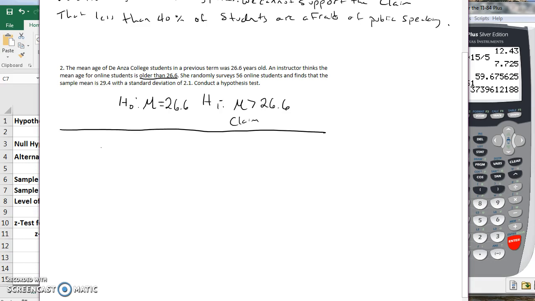Now this time we're going to do a hypothesis test for means. So since we're doing a hypothesis test for means, I need a sample mean, I need a sample standard deviation, I need our sample size, and then I also need a significance level. They don't provide us with a significance level here, so we're going to assume the alpha is equal to 0.05. What is n here? How many students did she survey? She surveyed 56. Our sample standard deviation was 2.1. Our sample mean was 29.4. So we're going to put those values into our hypothesis test.